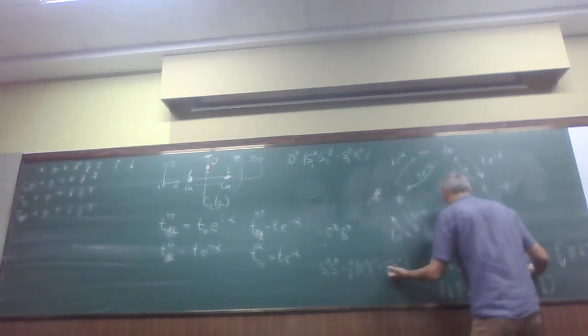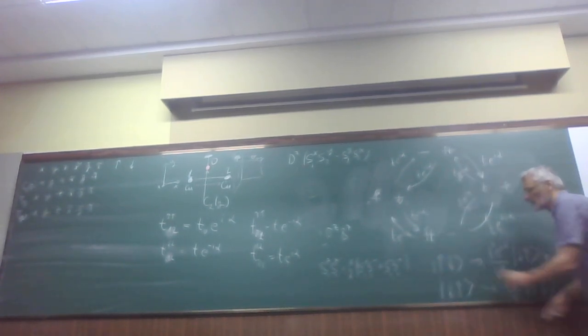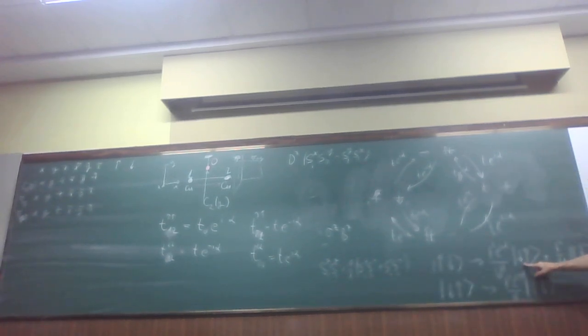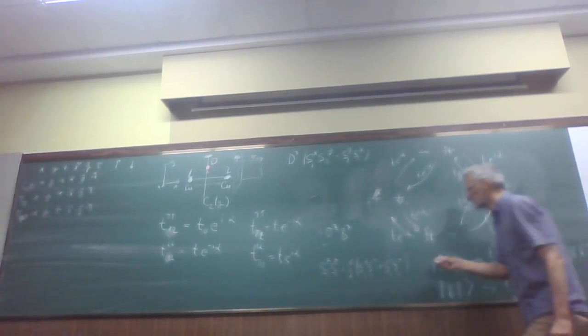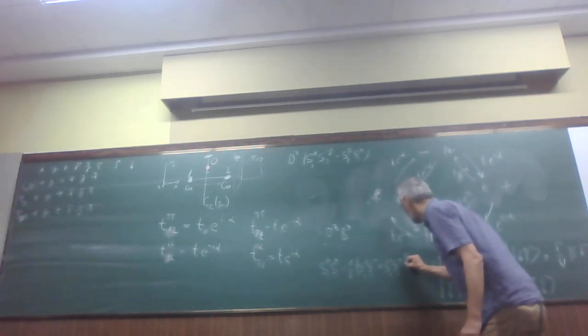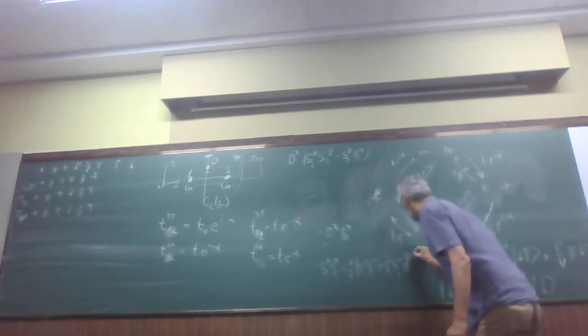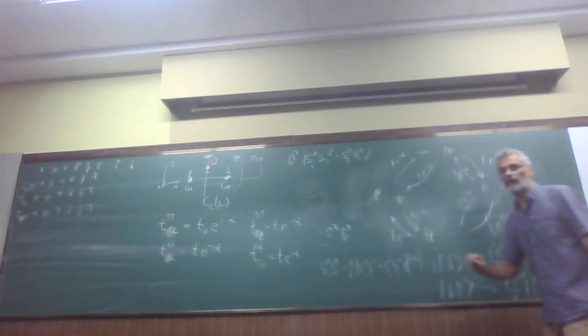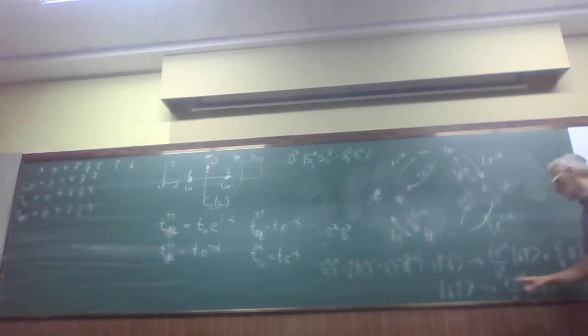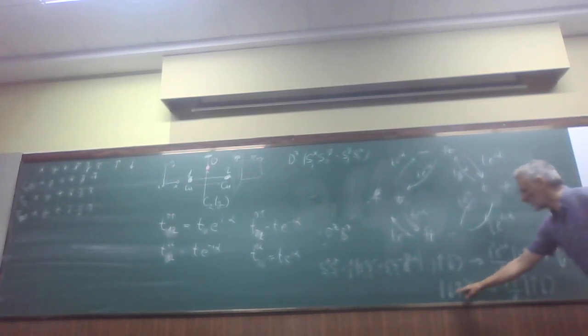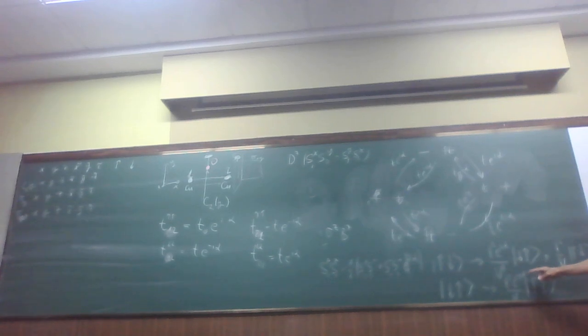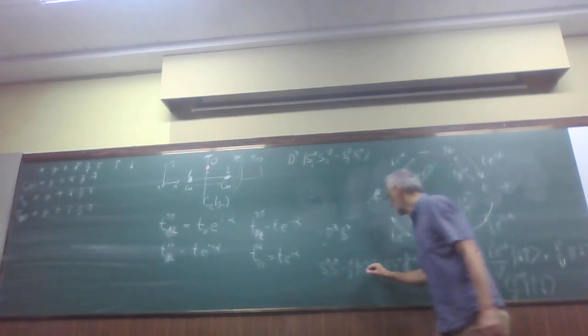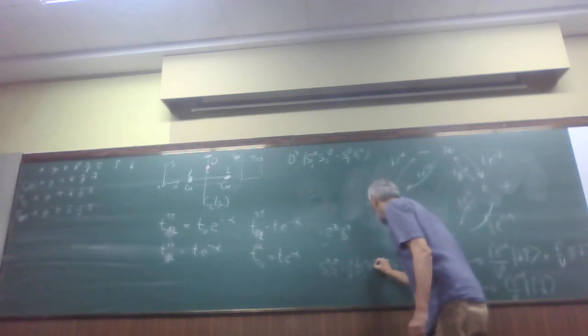So up, down: I act with S minus, S plus, and arrive with down, up. I pick up an e to the 2i alpha. So I should somehow smuggle in the e to the 2i alpha term here. Similarly, in this other case, down up will go to e to the minus 2i alpha. Up down, that is this term, and this term will get e to the minus 2i alpha.